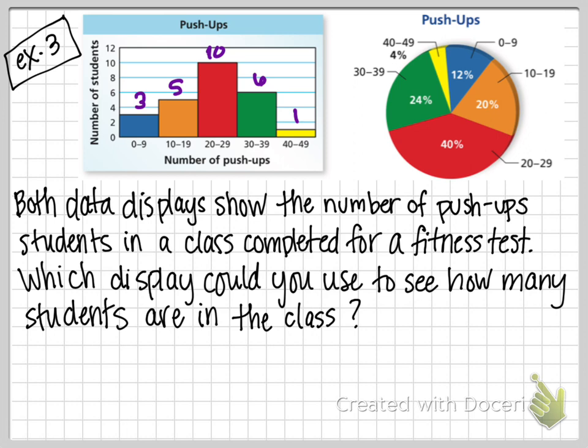Can we see that in the pie chart? No. We can only see the percent of the total and how many push-ups they did, but we don't know how many that is, right? 20% of what? 20% of 100, 20% of 10, 20, we don't know. It doesn't tell us. So the histogram helps us to see total numbers of values. So we would say the histogram is better for seeing the number of students in the class because we could just add up the frequencies.